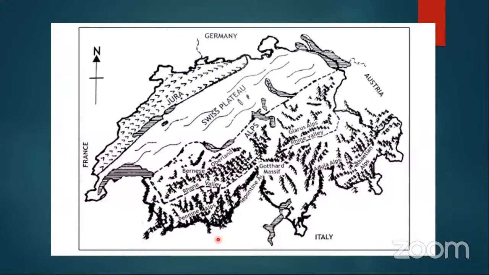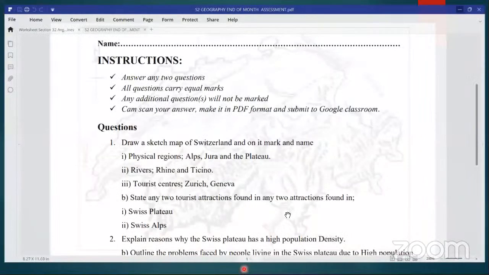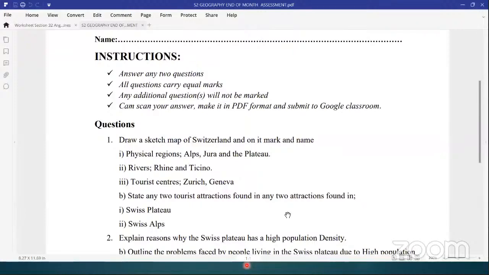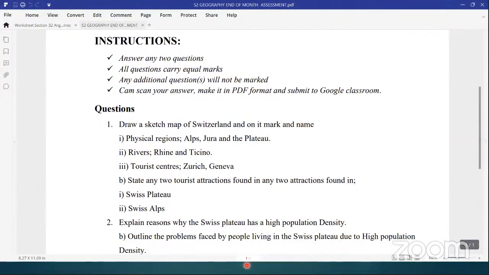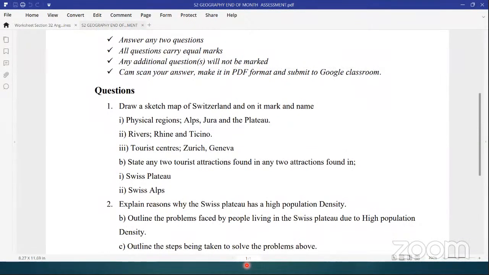Then number two was, give the reasons as to why there is high population in the Swiss Plateau. Explain reasons why the Swiss Plateau has a high population density. Well, let me try. Yes, you try. It's because it has the fertile soils for crop growing.